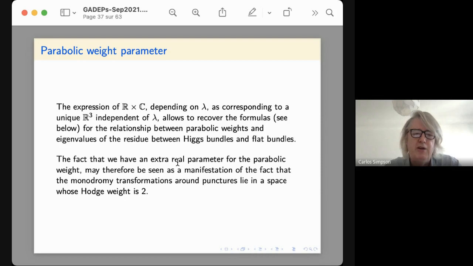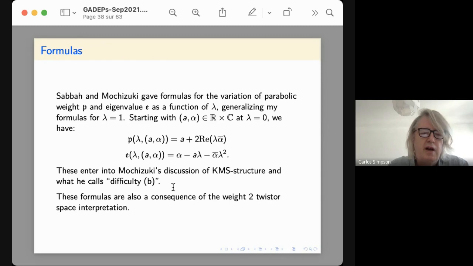So somehow or other, the fact that this extra real parameter shows up, which is the parabolic weight parameter that shows up in the moduli theory, can actually be seen as a manifestation of the fact that the monodromy transformations around the punctures lie in a space whose Hodge weight is 2. Here's the formula.